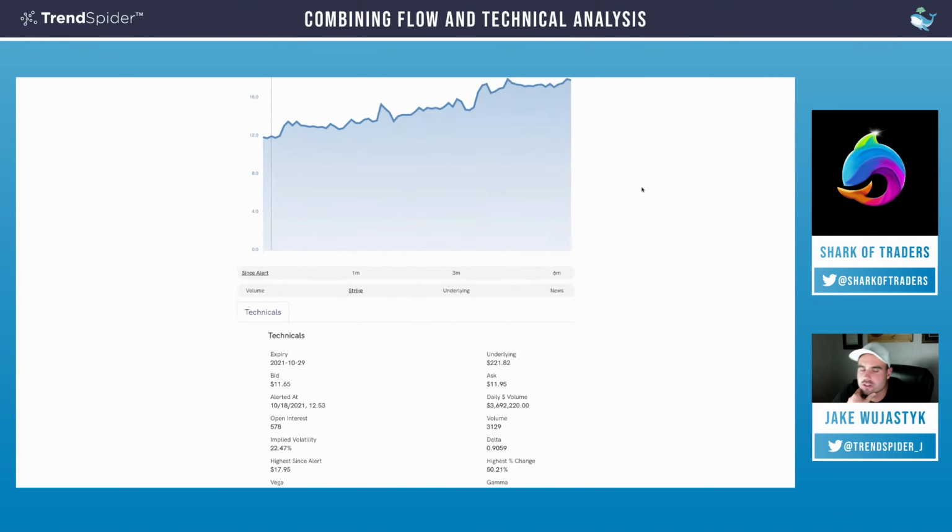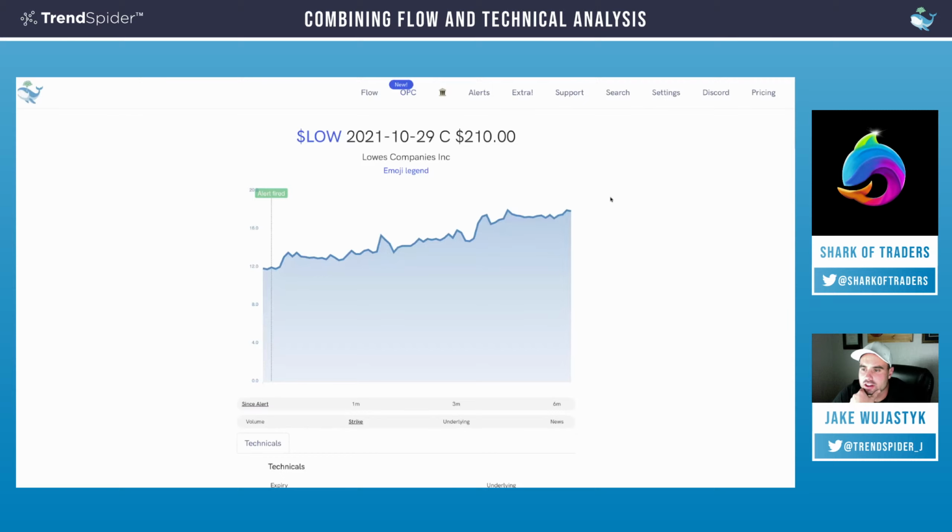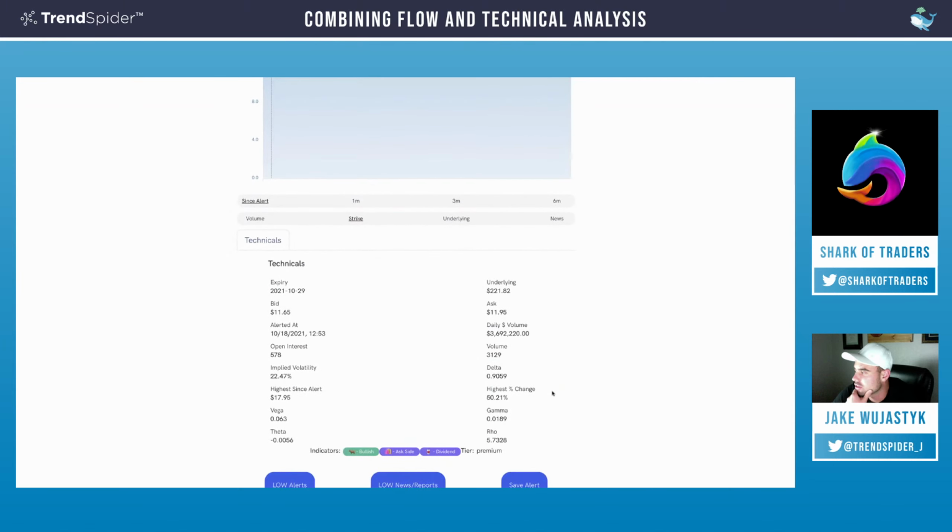And for those that aren't familiar with delta and theta, can you explain just a little bit about that side of the options, for those that may be wondering what those two Greeks are? Yeah, no problem. So basically delta is for every dollar move in your underlying, your option is going to move that much, right?